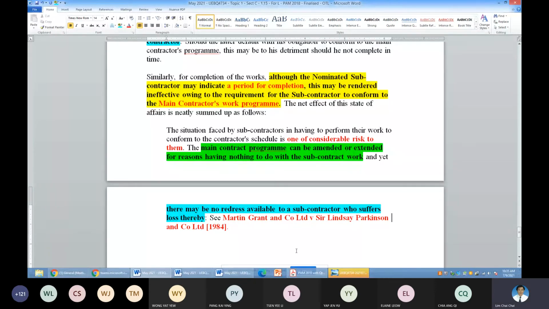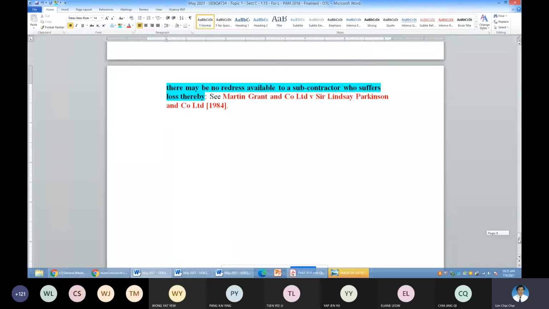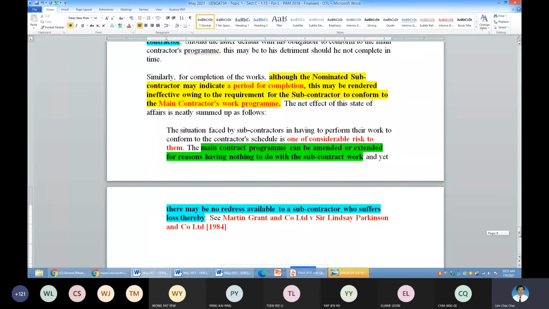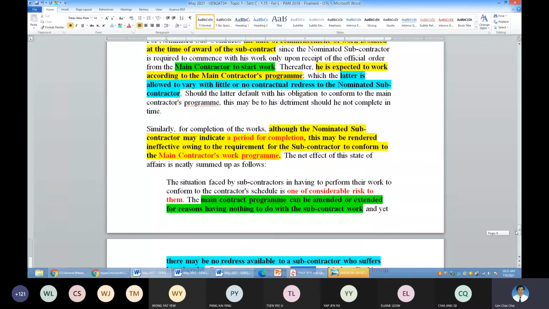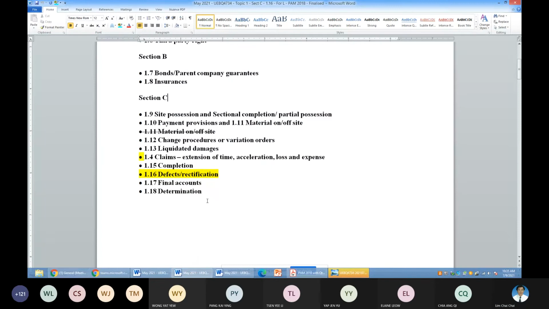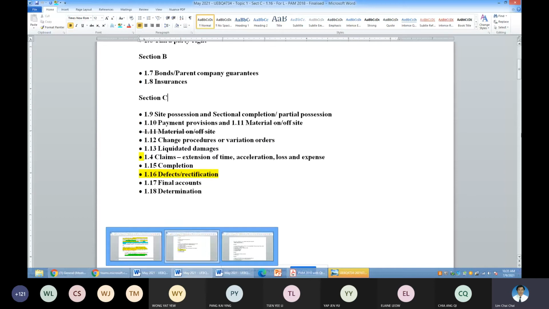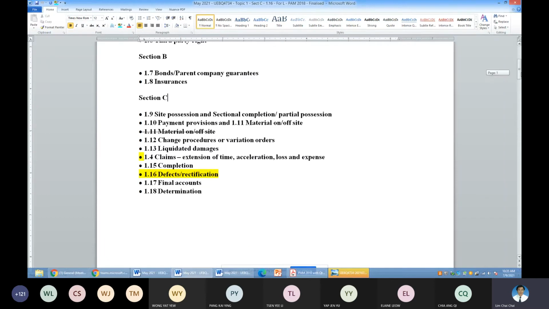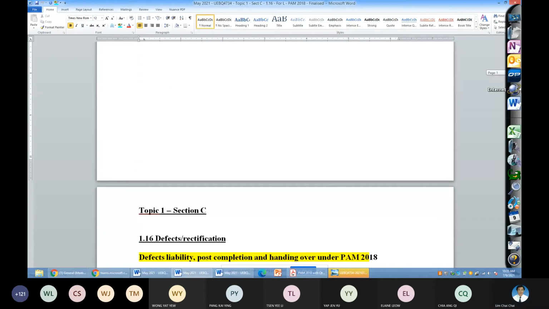So with that, we come to an end of topic 1.5. We are going to commence another new area, 1.6, which is defects. So you take a few minutes break, then I will commence on defects and rectification.